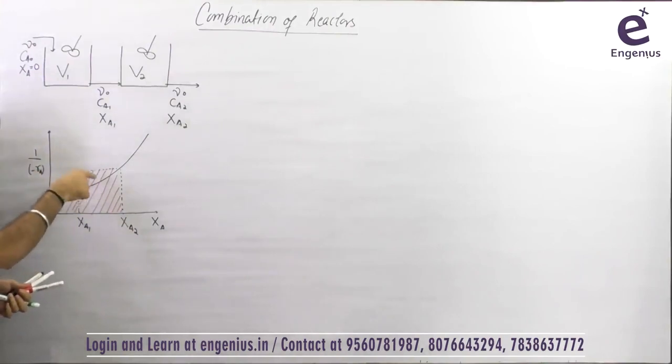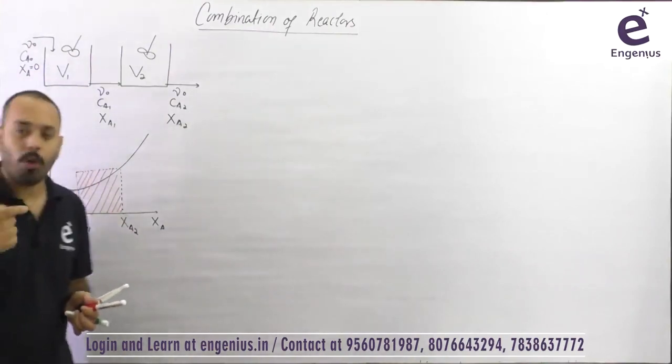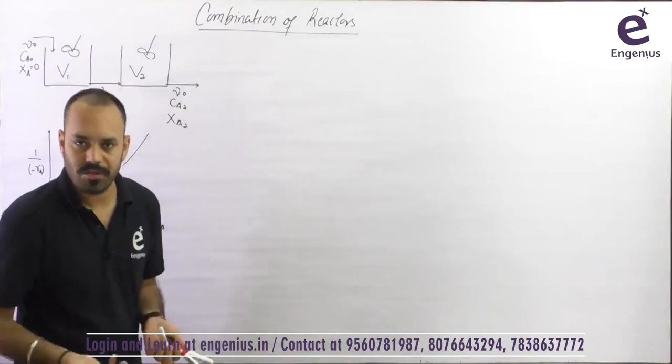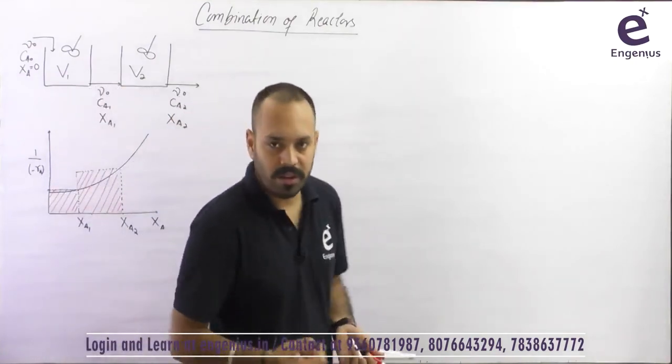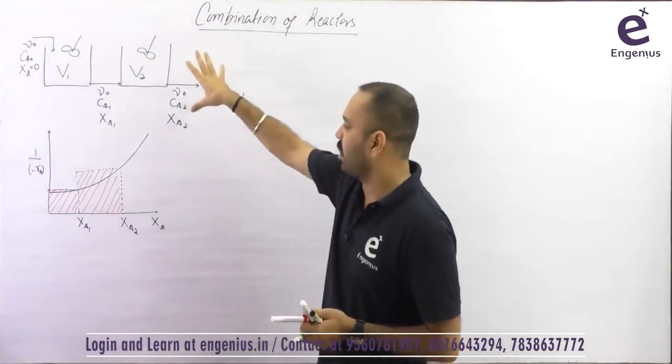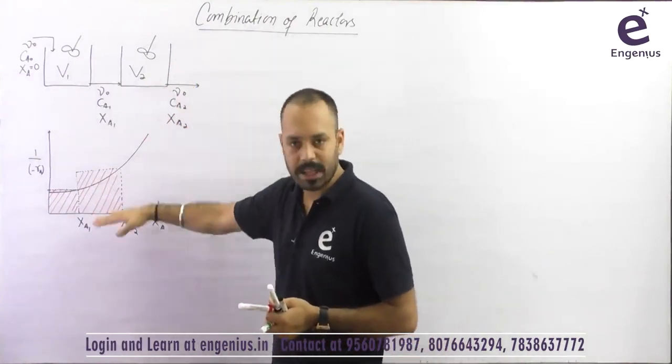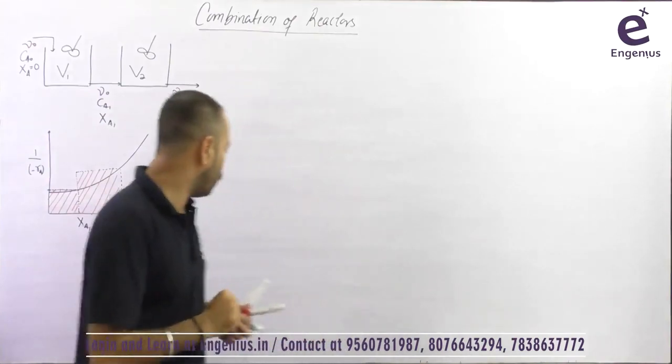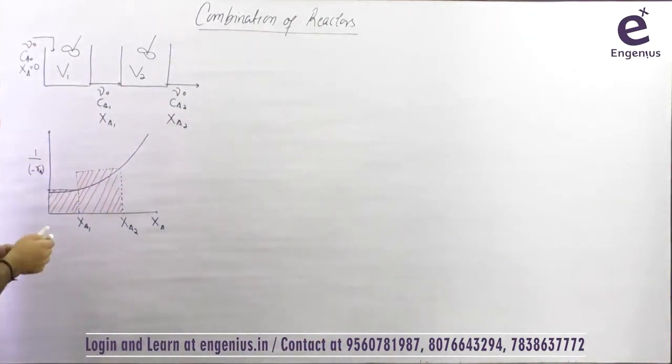Because what was this value? This value was equal to tau by C naught. And tau by C naught is not volume. Even tau is not volume. So it is not the value of volume, it is the indication of volume. Now, when CSTRs are connected in series, they can be represented like this on these Levenspiel plots, right? One more thing.